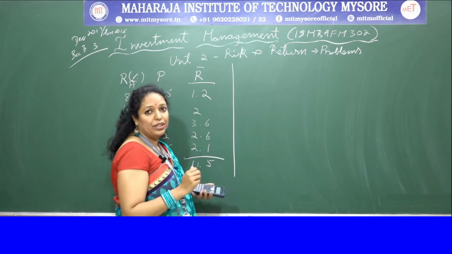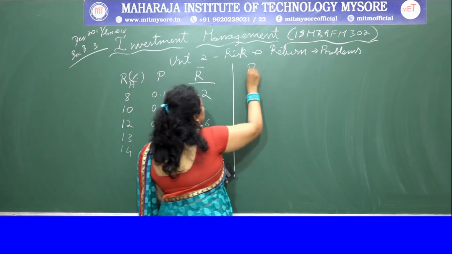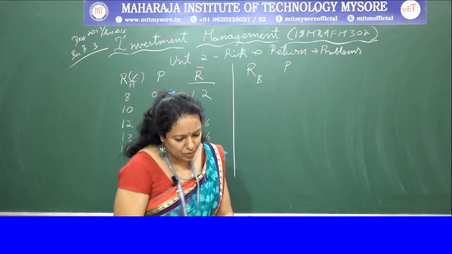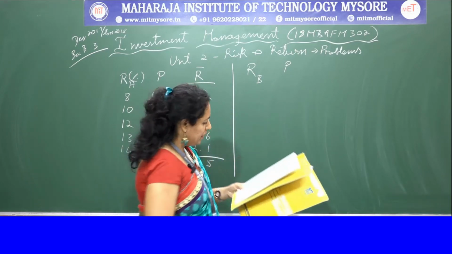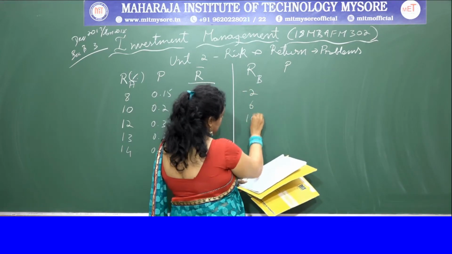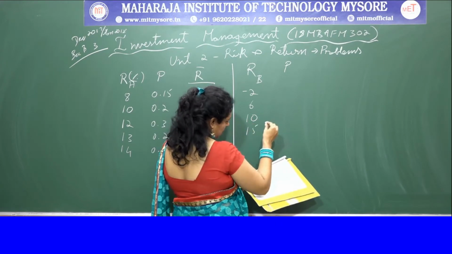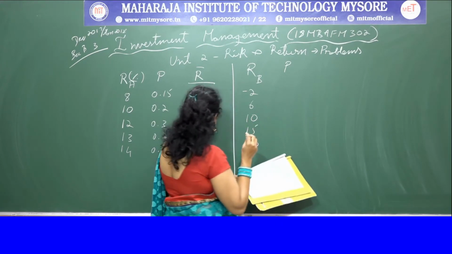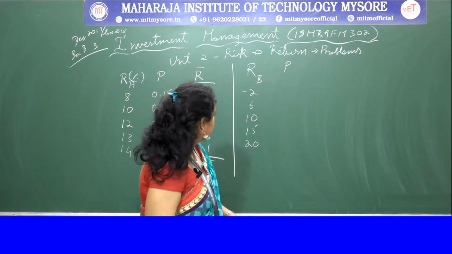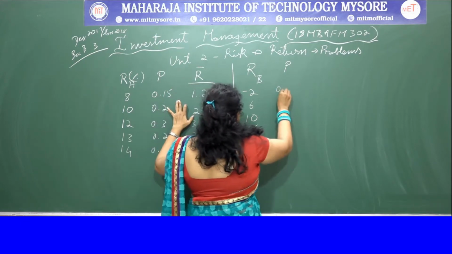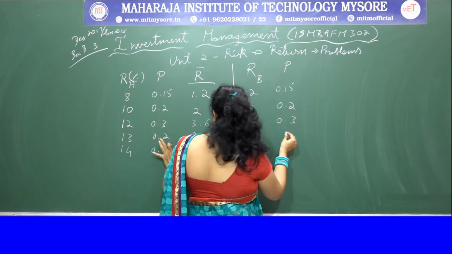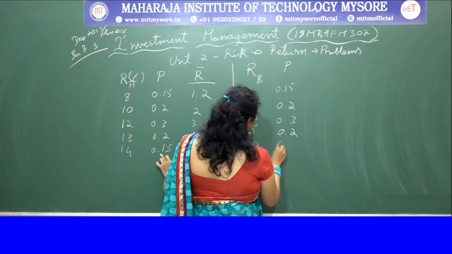Like this, we have to do it for security B. So, return of B and probability. So, let's see what is the return on probability. So, return is -2, 6, 10, 15 and 20. Okay, the probability is the same, 0.15, 0.2, 0.3, 0.2, 0.15.